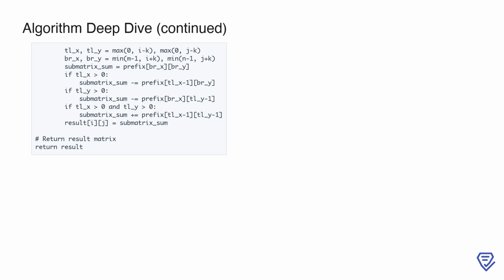Once the prefix sum matrix is prepared, the second step computes the sub-matrix sum for each cell. For each cell i, j, we determine the boundaries of the submatrix using max and min functions to ensure we stay within the matrix limits. We then calculate the submatrix sum using the prefix sum formula, account for overlapping areas, and store the result in the result matrix. Finally, the result matrix is returned as the output, containing the computed block sum for each cell.